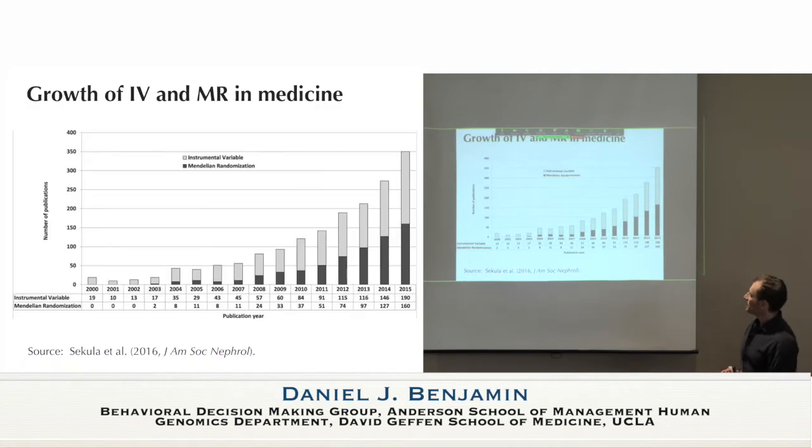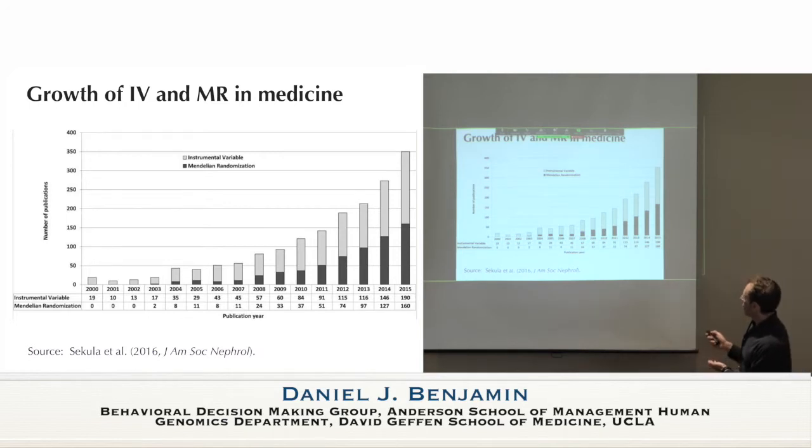This is a figure that shows the use of instrumental variables in general in gray, and Mendelian randomization studies in particular in black, in the medical literature over time. Clearly there's been substantial growth over time. This only goes up to 2015 because it was a review paper then. I think the growth has continued since then, and so now there are many of these papers. It's really a very hot area within epidemiology in general.